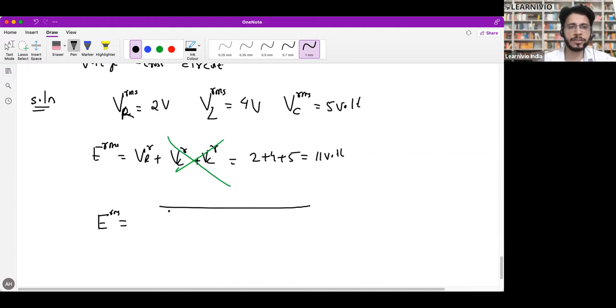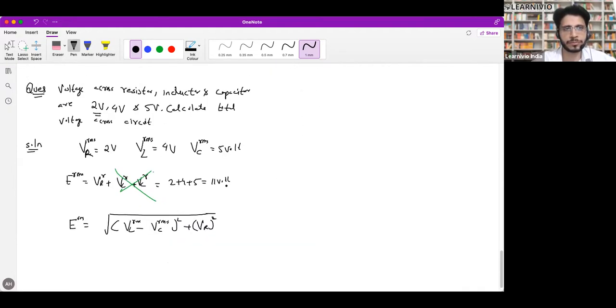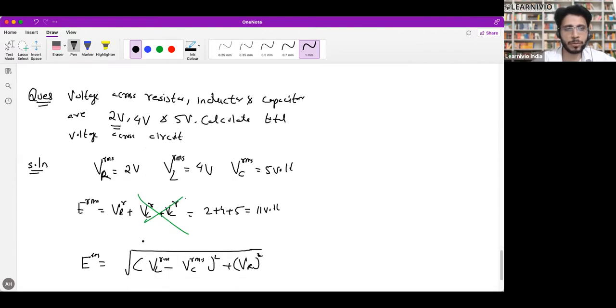E RMS as root over V RMS L minus V RMS C square plus VR square. Do it now and write your answer in chat. Always remember that you can't add these voltages directly.